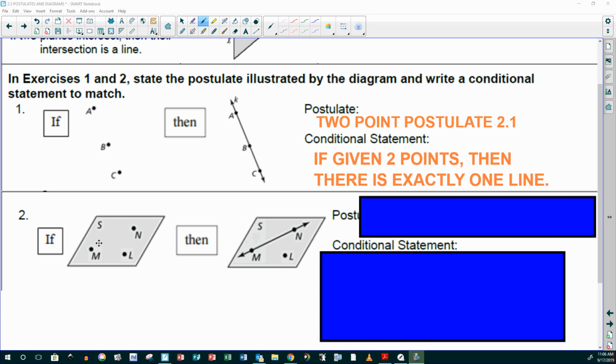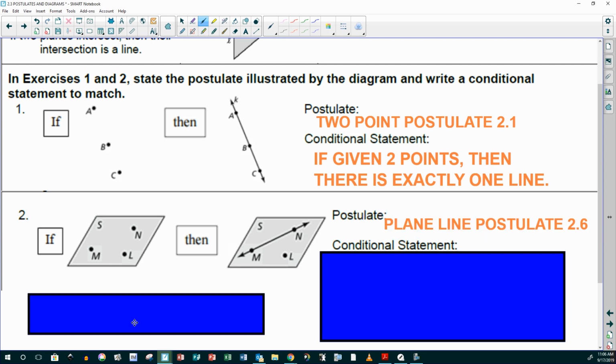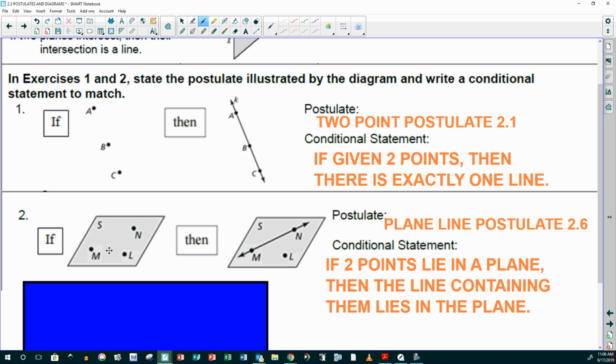All right. The next one, if I have a plane with some points and a line. Well, which postulate would that be? That would be the last, 2.6, which states if 2 points lie on a plane or in a plane, then the line containing them lies in the plane. So I could have made any line. I could have connected this one as well. I could have said this one. Or I could have done this one. So as long as you have 2 points, then you can make a line on the plane as well. Okay.